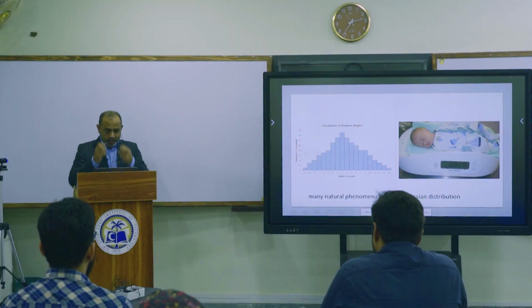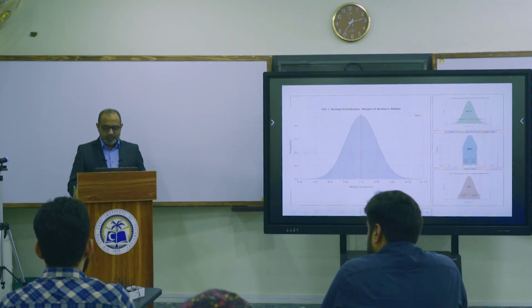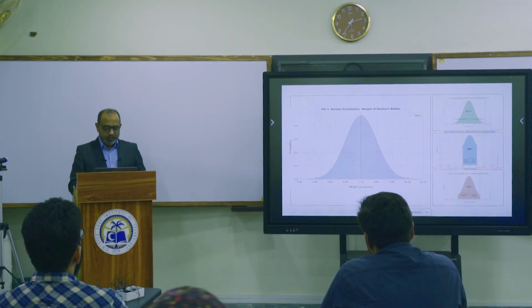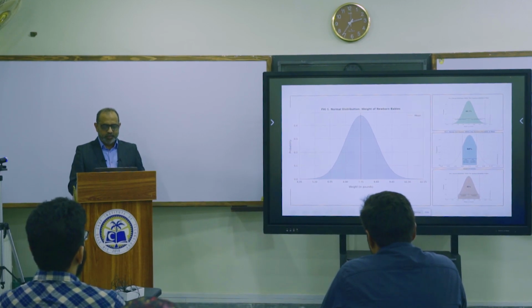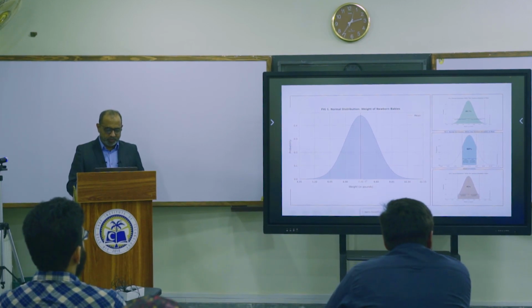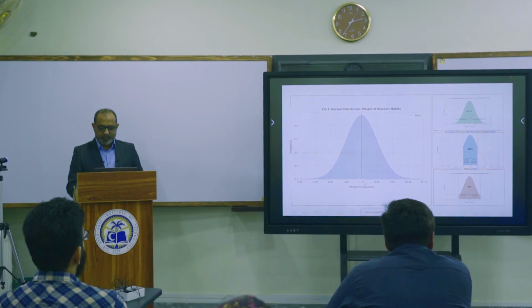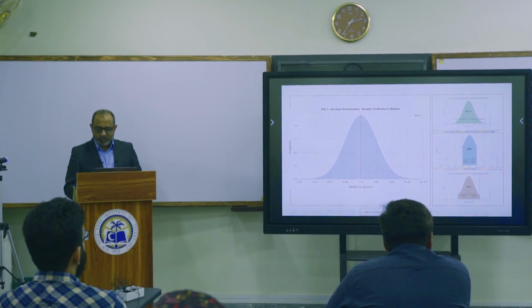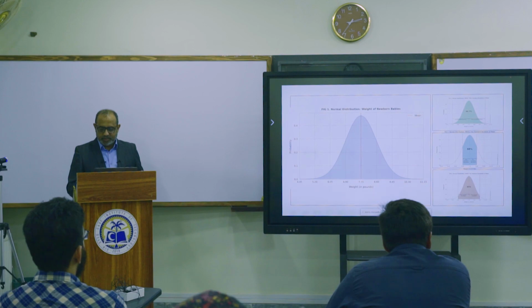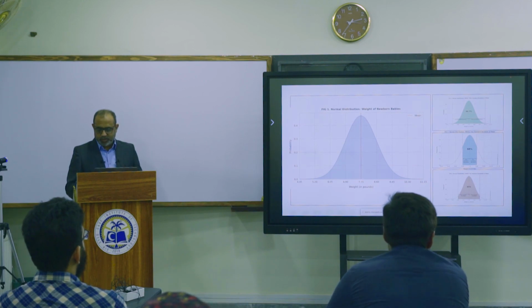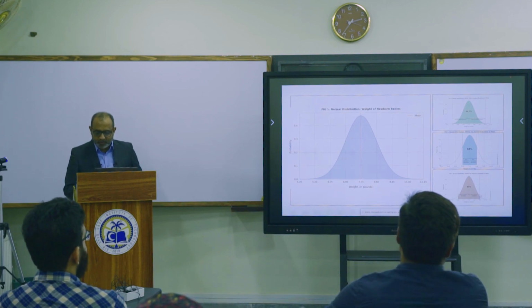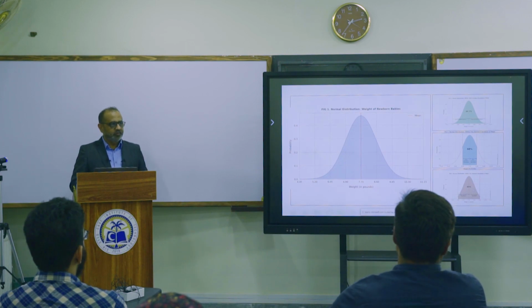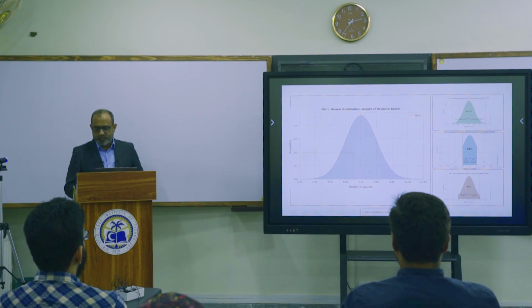So there is a distribution, and I myself was amazed once I started searching for this. This is the weight of newborn babies, so the average weight is, let's say, 7.75. And we shall be studying that this is the spread. Mostly, within one standard deviation, you have about 68% of the population. Within two standard deviations, you have 95% of the population. And within three standard deviations, you have 99.7% of the population.